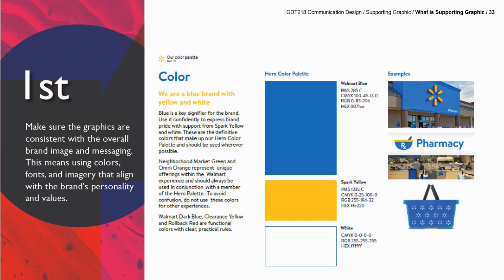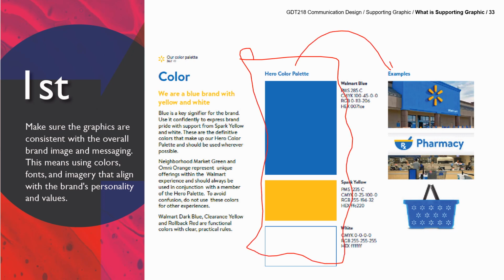Okay, let's have a look at an example of the first point that I read before. Make sure the graphics are consistent with the overall brand image and messaging. This means using colors, fonts and imagery that align with the brand's personality and values. Okay, so this is the Walmart case study. As we can see, this is the hero color palette which has been applied to the signage system, and also their design item, which is the basket. And the symbol here they applied to the baskets, and the hero color palette has also been applied to their signage system in Walmart.